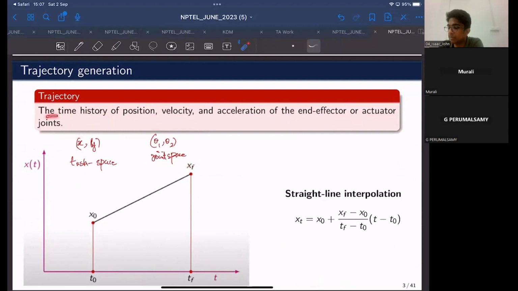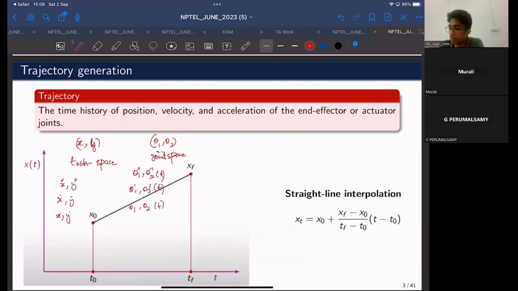Basically it's the time history of position, velocity, and acceleration, right? So if you're planning in task space, you will have to give the accelerations of x and y coordinates, velocities of x and y coordinates, as well as positions of x and y coordinates as a function of time. Or if you're planning in joint space, you will have to give the accelerations of the joint space, velocities, as well as positions. These are all functions of time.